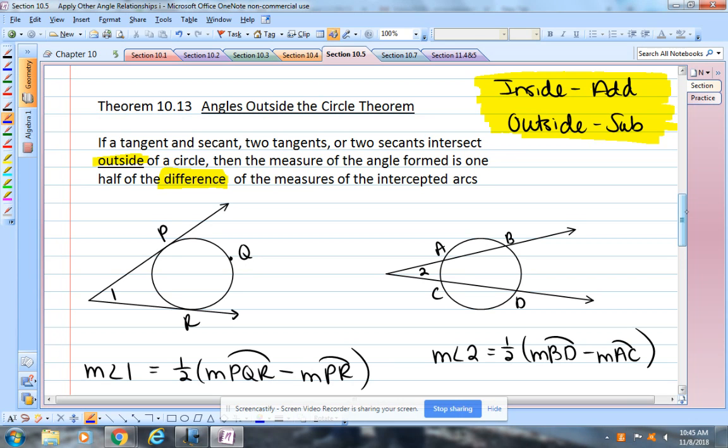So those two pictures I showed you, I have two tangents and two secants, but you can also have a secant intersecting with a tangent. I just didn't draw that picture. When you find the difference of your arcs, you're going to do larger minus smaller. So you say the larger arc minus the smaller arc, and then take half of it, and that'll tell you the angle measure where the two lines cross.